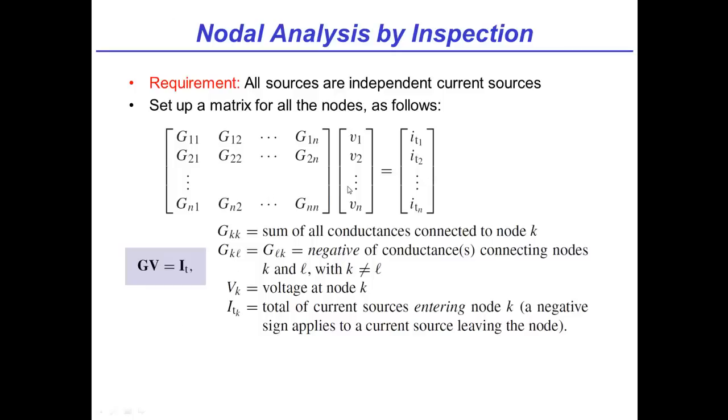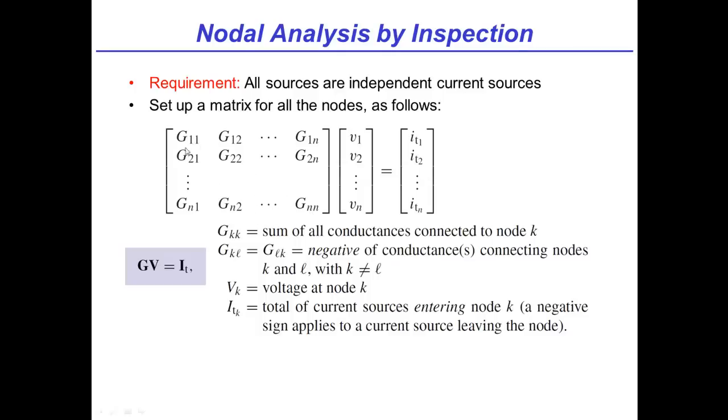So if you only have independent current sources, then if you look at the conductance matrix, the components of the diagonal, so what do I mean by the diagonal? G11, G22, G33, and so on up to the last node. If you have 7 nodes, it'll be G77. This is the diagonal.